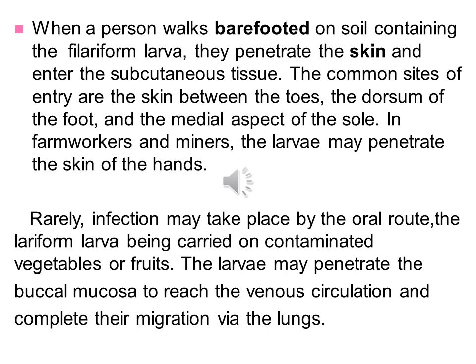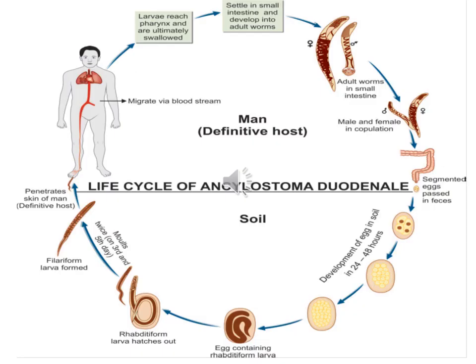And you will see in the next slide the life cycle of Ancylostoma. As we said, the definitive host is the human, the only natural host; there is no intermediate host. The infective form is the third stage filariform larva. Filariform larva, not the egg.